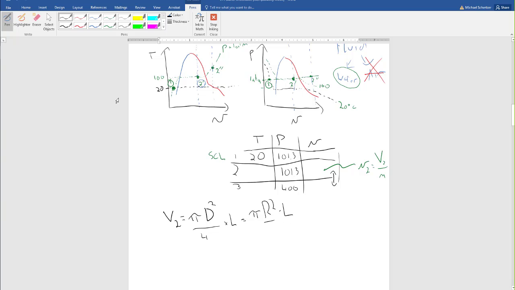I like this version better because here I know that r is equal to, my diameter was equal to 2 meters, so r is equal to 1 meter. And L is also equal to 1 meter. So this volume is going to be equal to pi times 1 meter all squared times 1 meter, which is just going to be pi meters cubed.